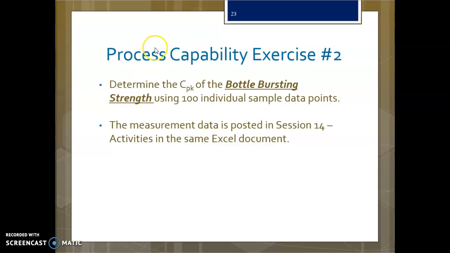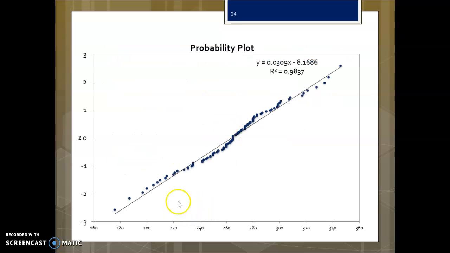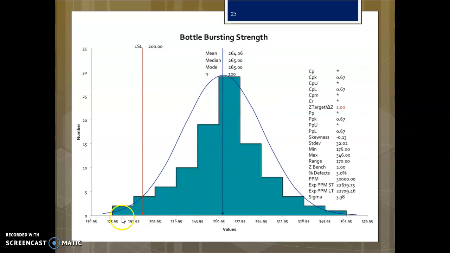Okay? Now, there's a process capability exercise 2. Again, in that same Excel spreadsheet, the next tab will be bottle bursting, and they want you to determine the CPK with that data. Again, I want to show you what it looks like. So here, this is a probability plot. It looks pretty good, doesn't it? Look at this, though. This is a beautiful picture here. The CPK is 0.67, so that looks really good, doesn't it?